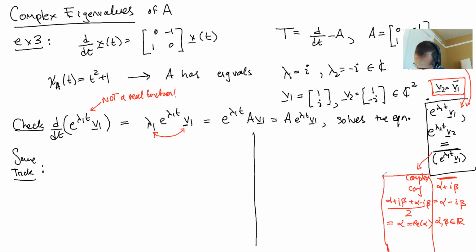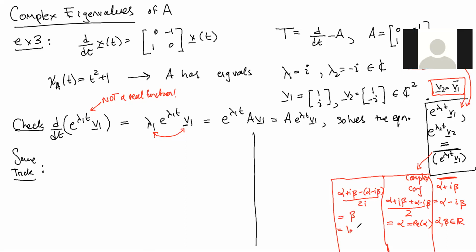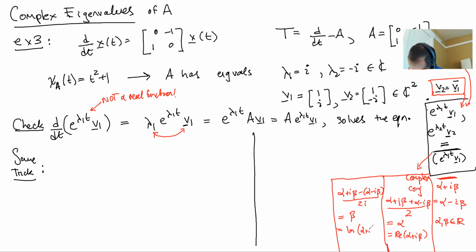Okay. And similarly, if you take a complex number, subtract it from its complex conjugate and divide by 2i, what do you get? Beta, which is the imaginary part. Sorry, the previous one is the real part of the complex number, and this is the imaginary part of alpha plus i beta.